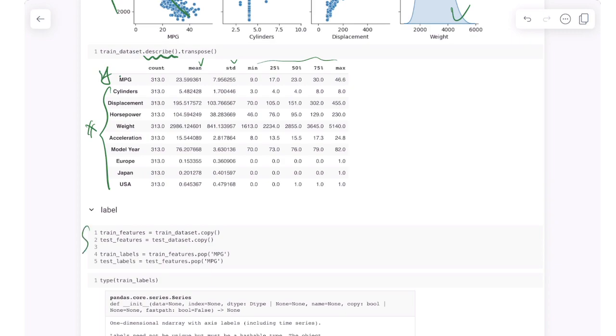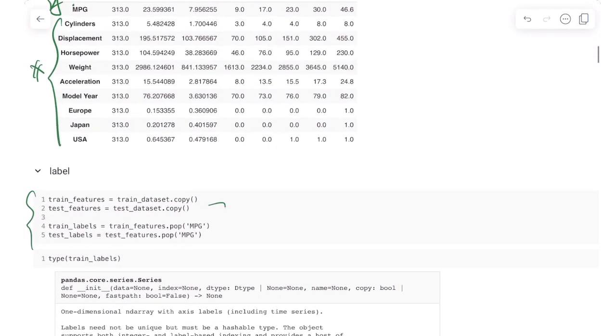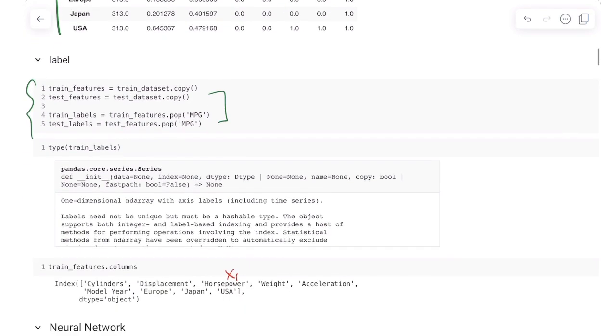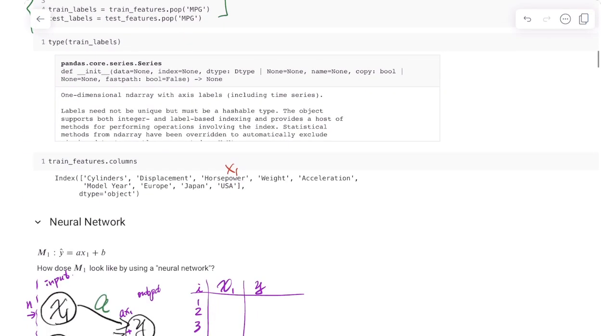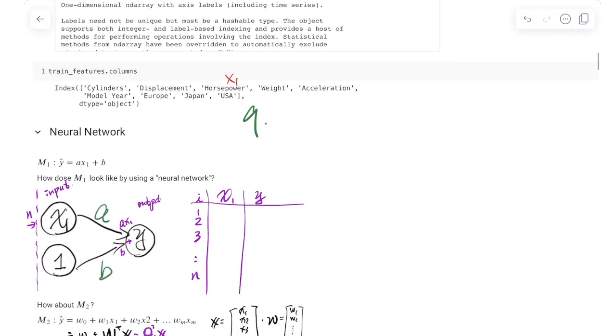we need to split the Y and X by using some functions right here. After that, we have 9 different columns as the features and one single Y target, MPG. For demonstration, we select the horsepower as the first feature, X1.